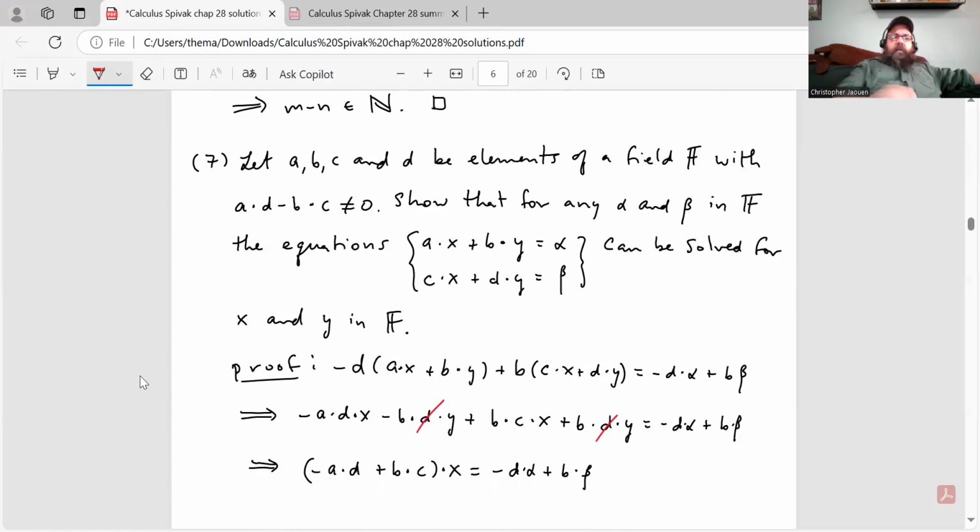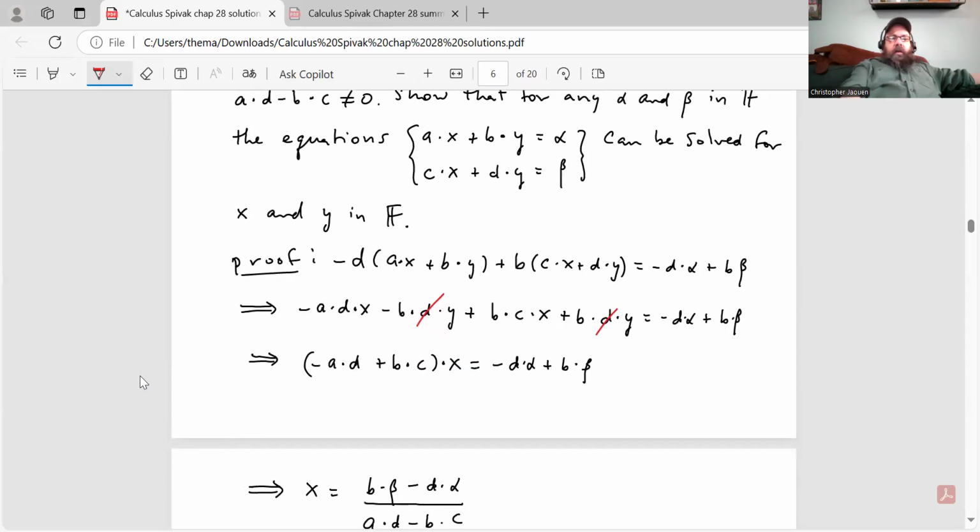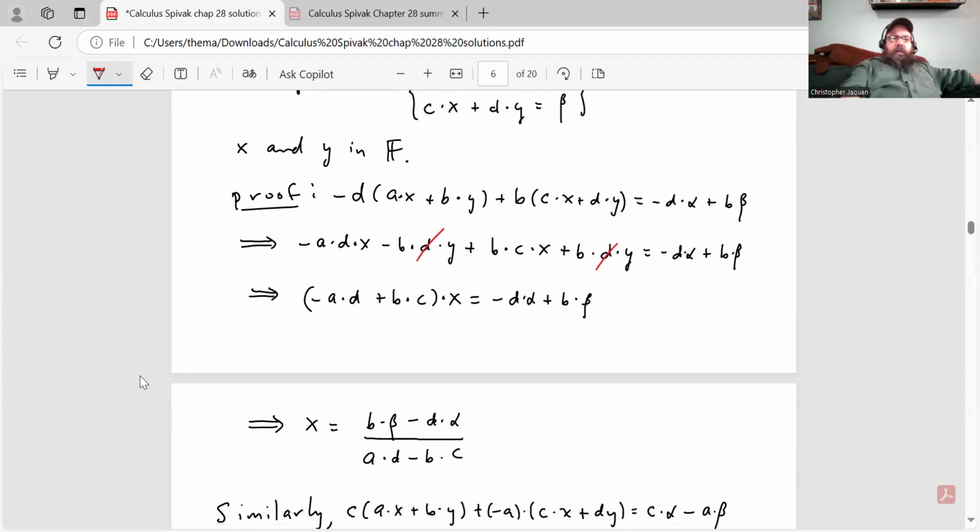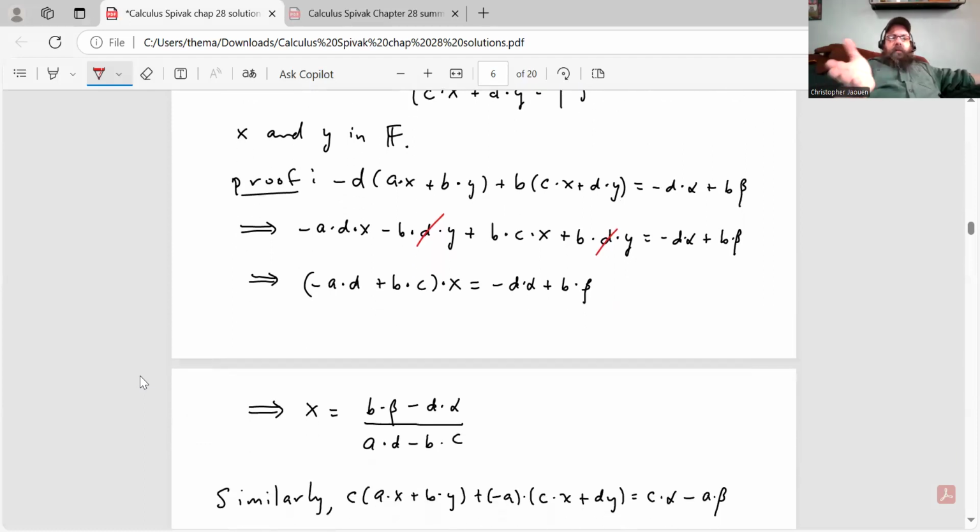Okay, question number 7. Let A, B, C, and D be elements of a field F with AD minus BC not 0. Show that for any alpha, beta in F, the equations, so here we have a linear system and two unknowns, A times X plus B times Y equals alpha, and CX plus DY equals beta can be solved for X and Y in F. And this is a pretty easy proof. You just show that it works. So, for example, if you use the addition method that you learn for solving systems of equations, it works here because all the field axioms are satisfied.